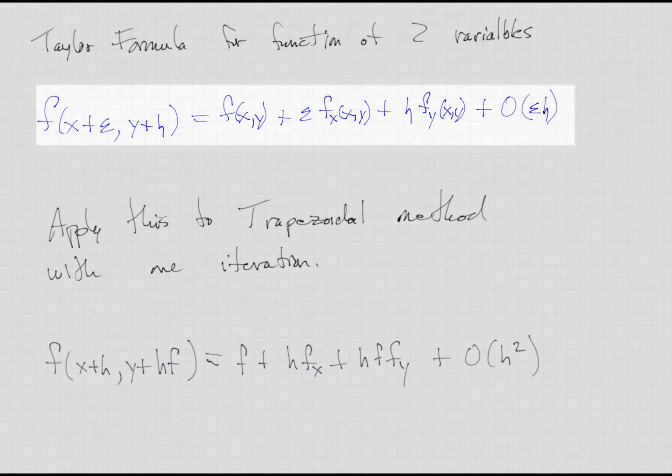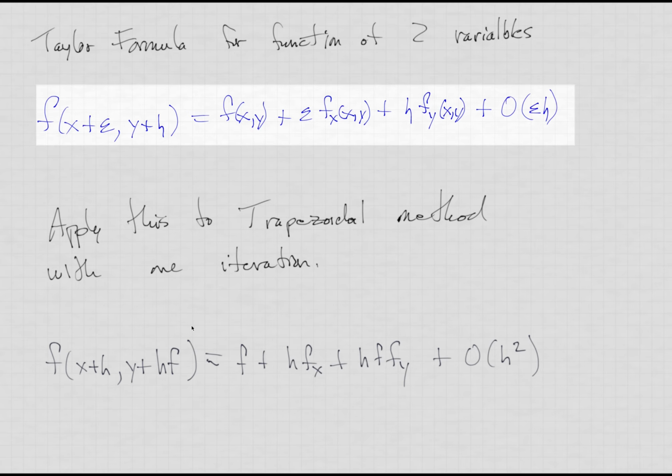So it'll be a second order term, right? Epsilon times eta, we're assuming these are small quantities. Okay, so this is the linear Taylor expansion for a function of two variables. Now what we're going to do is apply this to the trapezoid method.